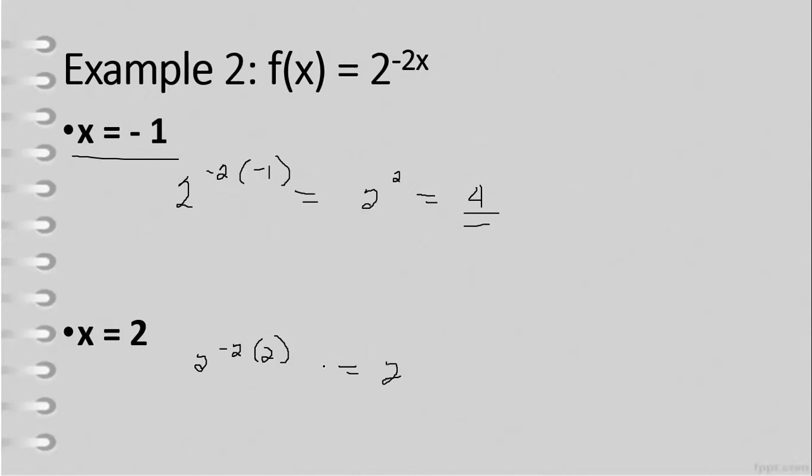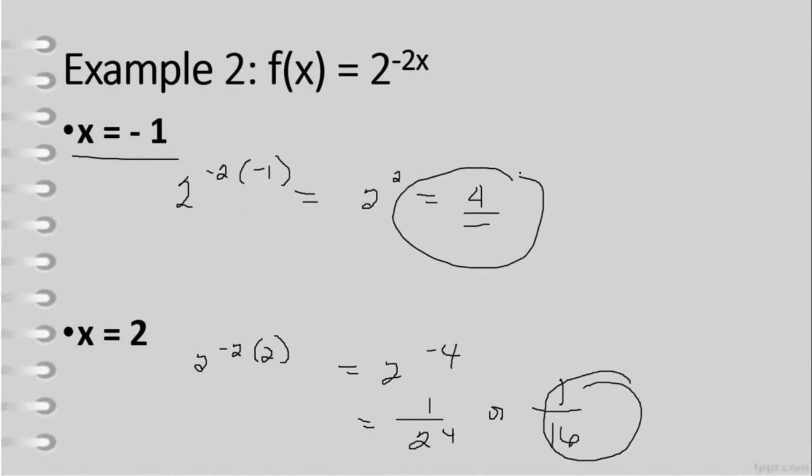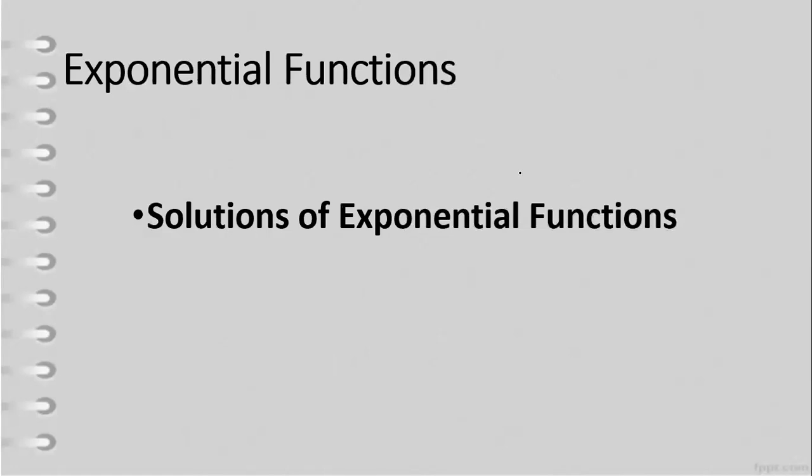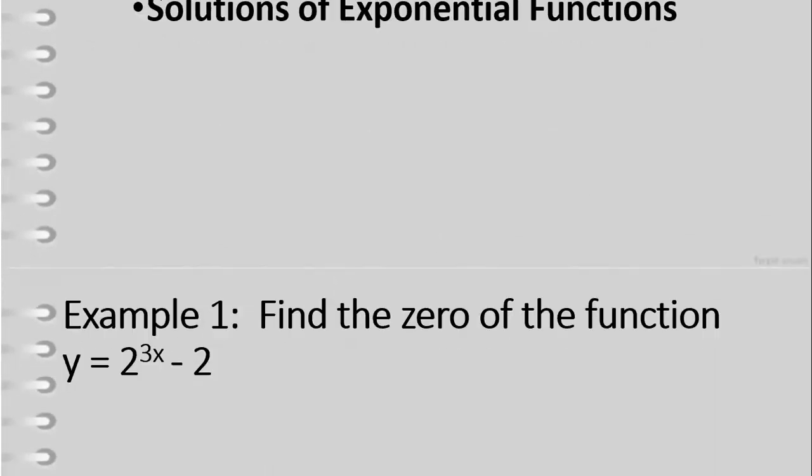Next, 2 raised to negative 2, our x is positive 2. Simplify. Negative 2 times 2 is negative 4. Simplify po natin. 2 raised to negative 4, or 1 over 2 times 2 times 2 times 2, we got 1/16. So the answers are 4 and 1/16.